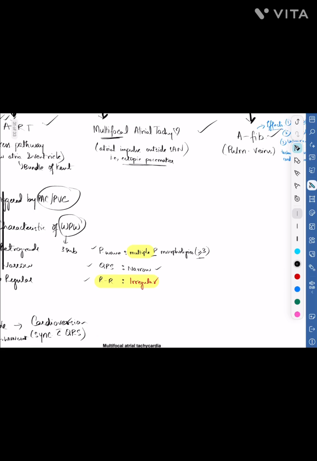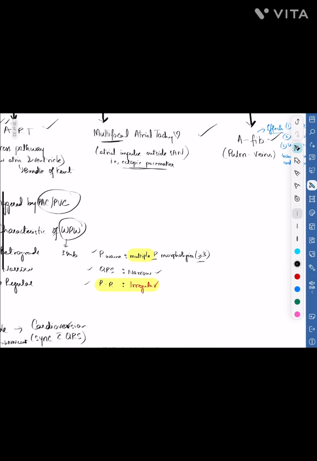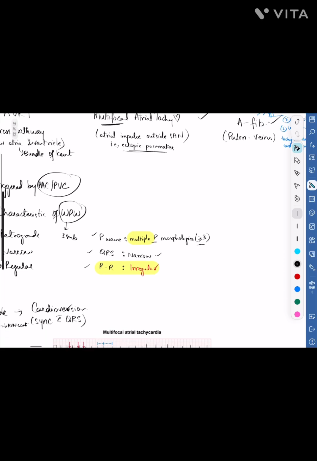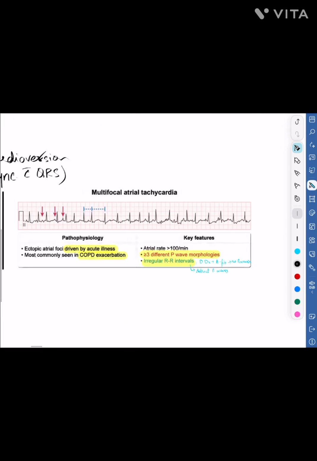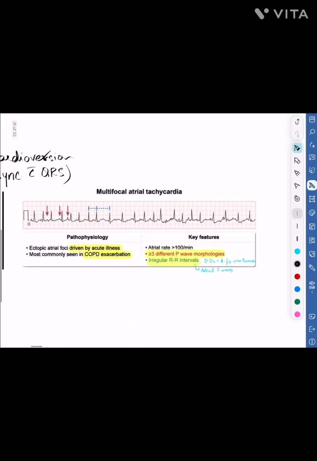QRS is normal because obviously this is supraventricular arrhythmias. Then RR is irregular. This is important. RR is irregular. If you look at the ECG here, you have ectopic focus driven by acute illness, most commonly in COPD exacerbation. These two are the very important points. These occur mostly in elderly patients.